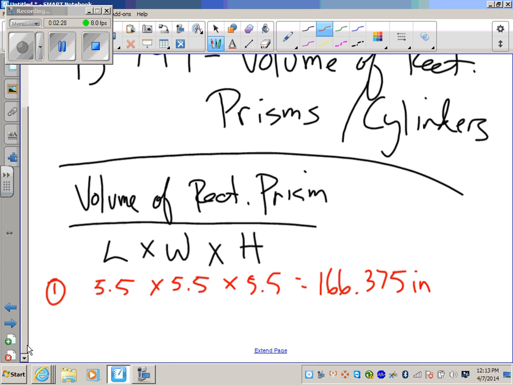Inches what? Squared measures area. Why cubed? Why the 3? Because we're doing volume, and we're finding out how much is going to be able to be held on the inside. So it's a cubic inch. What is a cubic inch?